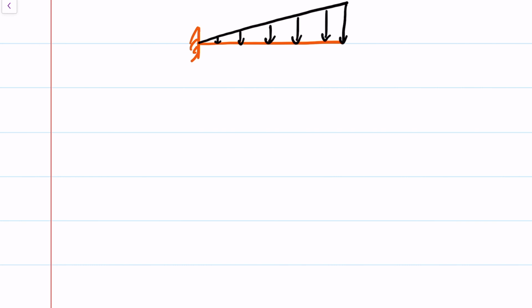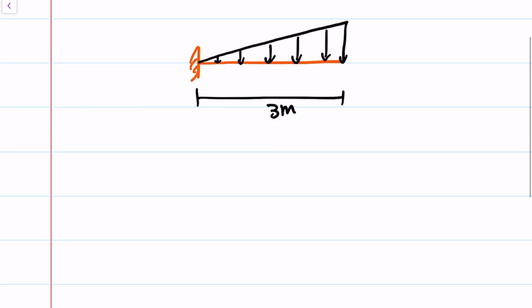Okay, the length of the beam is 3 meters, and this is 2 kilonewton per meter. 2 kilonewton per meter means this length is 2 kilonewton per meter.